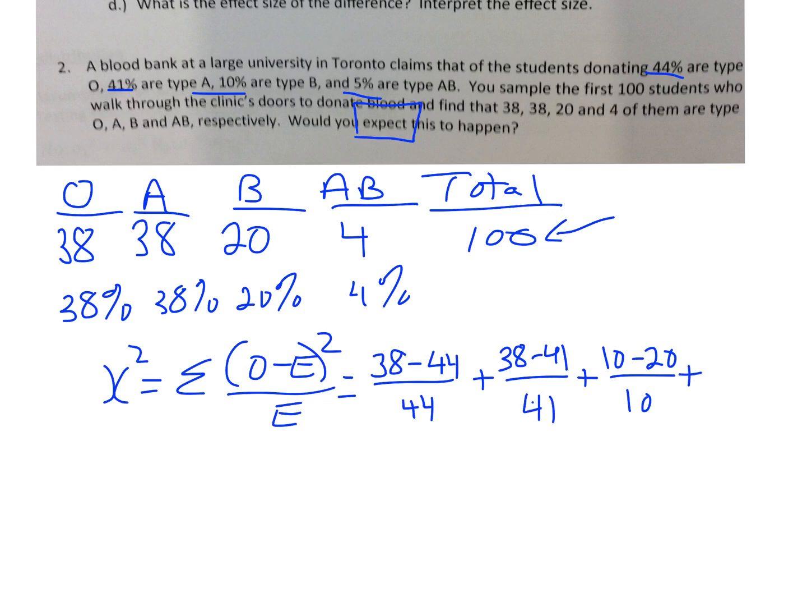And then the last one that we're comparing, for type AB, we're expecting 5%, but we observed 4%, so we're going to do 4 minus 5 over the expected, which was 5.